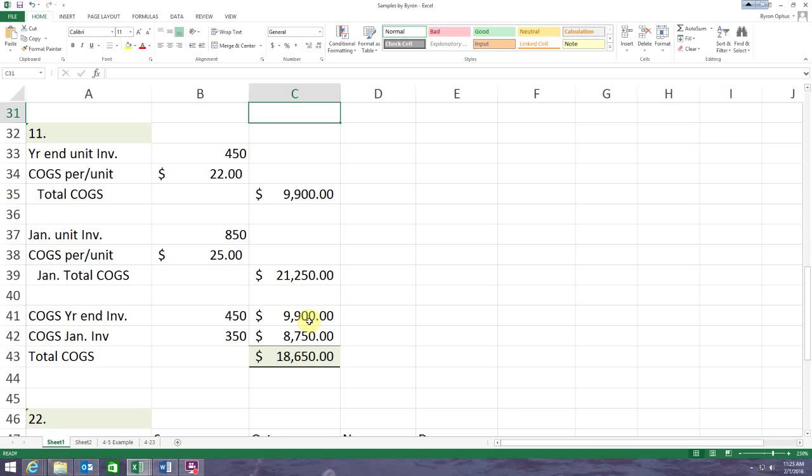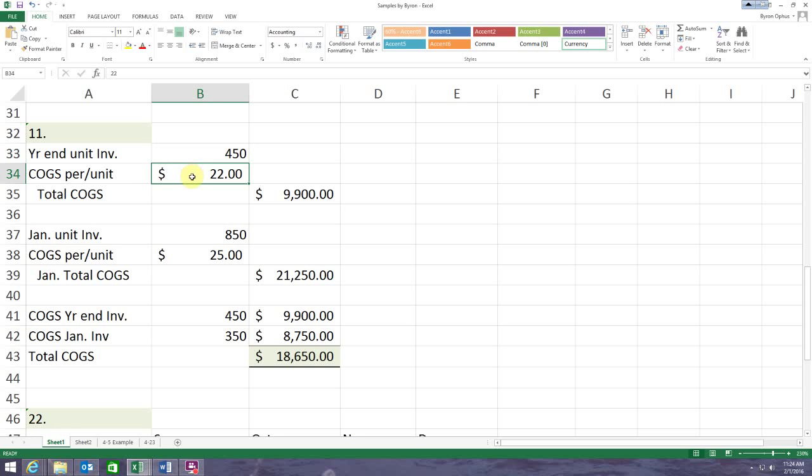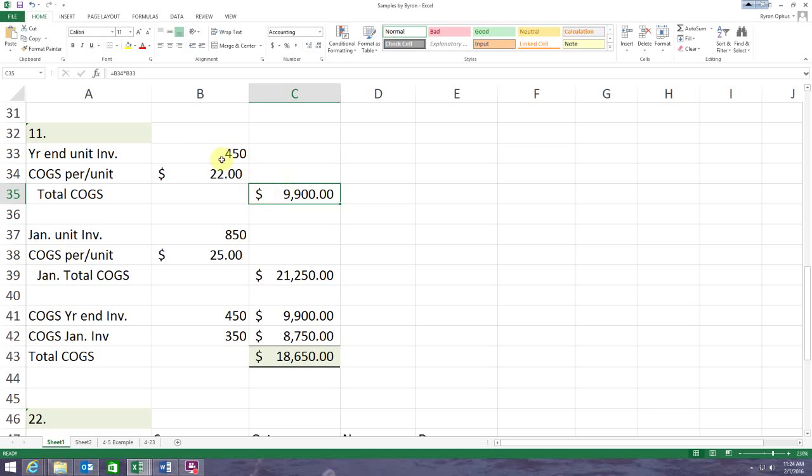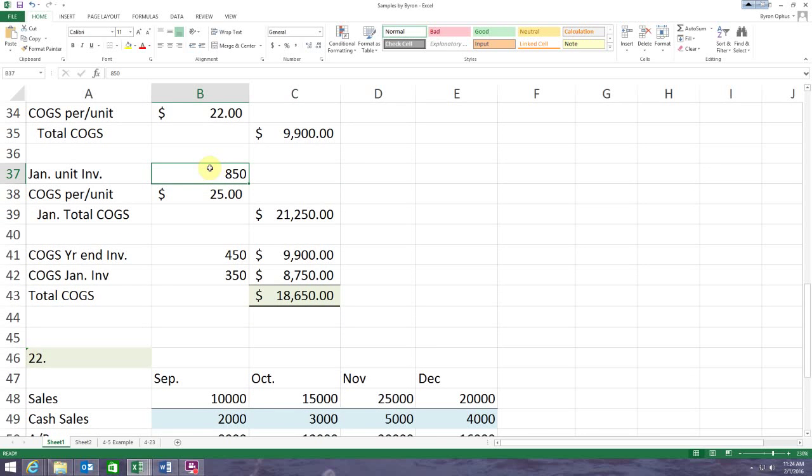Your guys' is LIFO, meaning last in, first out. So your formula is going to be a little different, you're going to have to take a look at that, but the math and everything else will be pretty much the same. So here we go. For my year-end inventory, I just wrote down again the information that they gave me. So 450 units, my cost to make those was 22 bucks, and so my total cost of goods for the stuff that I had last year was 9,900. Okay. In January, I made 850 units at 25, and I made that much.